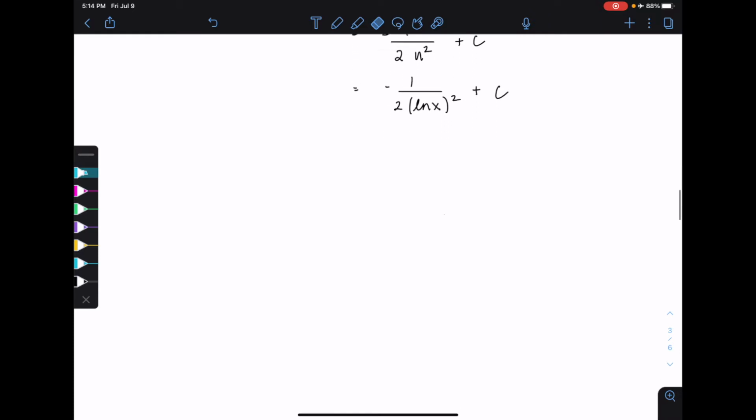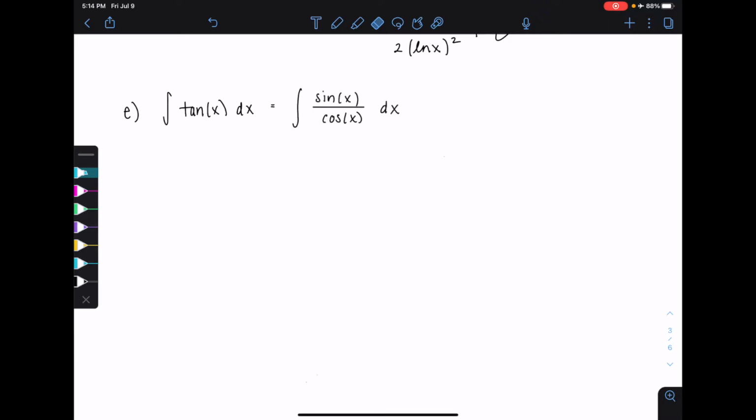Let's try another fun one. Let's go through the integral of tangent of x dx. So I don't know a function that immediately has the derivative tangent of x, but because tangent can be written in terms of sines and cosines, let's try that out. Tangent of x is sine of x divided by cosine of x.